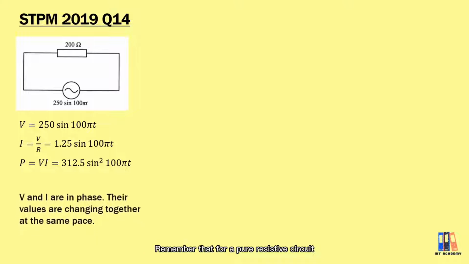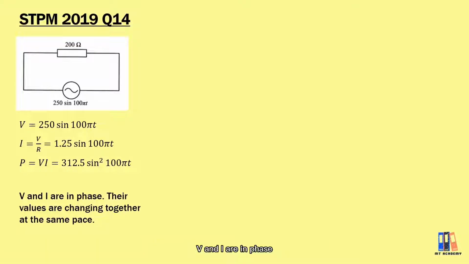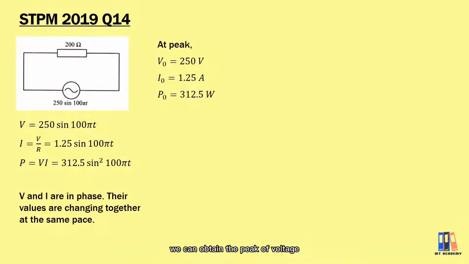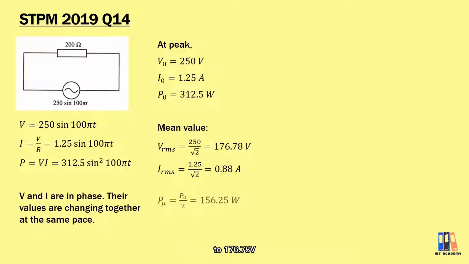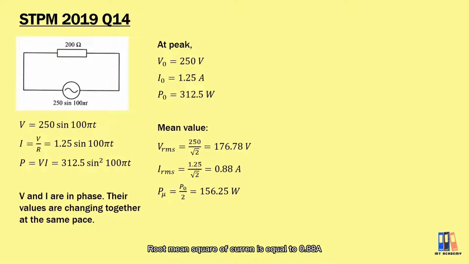So remember that for a pure resistive circuit, V and I are in phase. Their values are changing together at the same pace. Based on these three equations, we can obtain the peak of voltage, current, and power. And then we can use them to obtain the mean value, where the root mean square of voltage is equal to 176.78. Root mean square of current is equal to 0.88 ampere. And as for the mean power, you can just multiply the root mean square of voltage and current, or you can just divide the peak power by 2, which is equal to 156.25 watt.